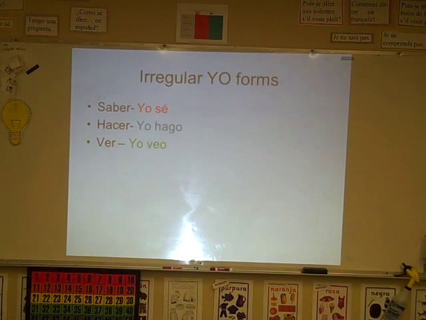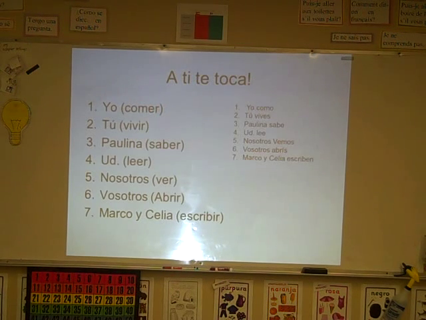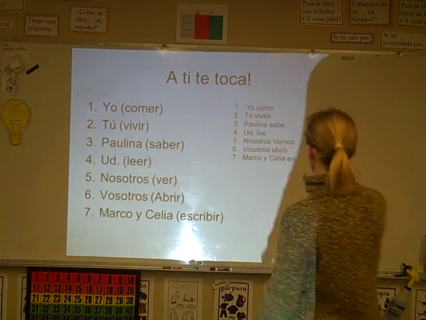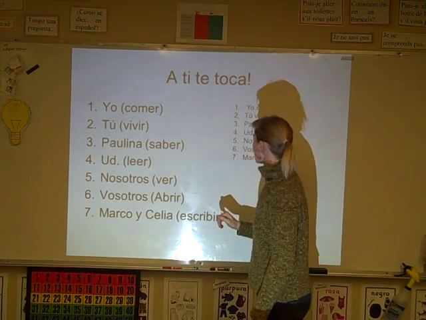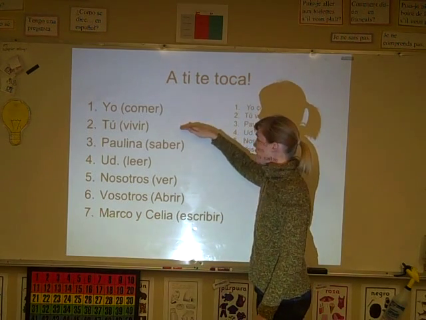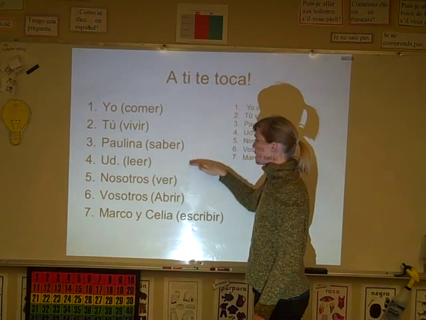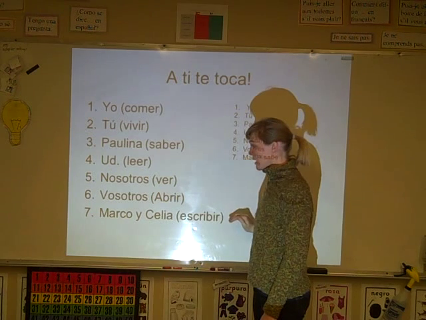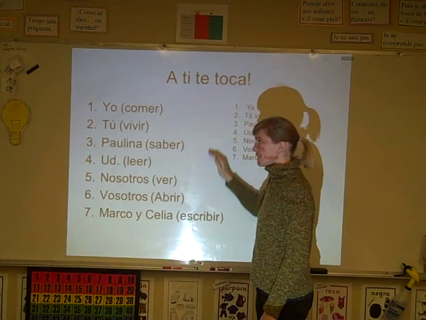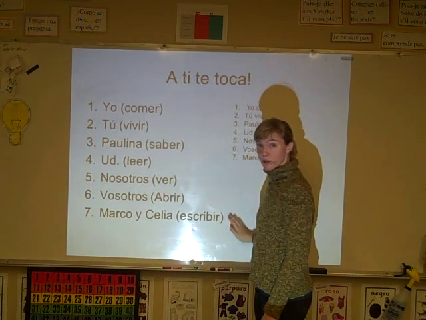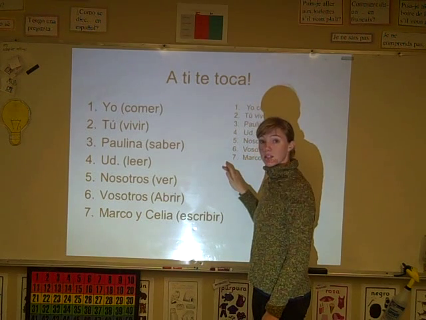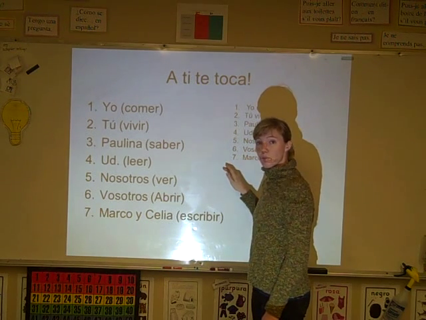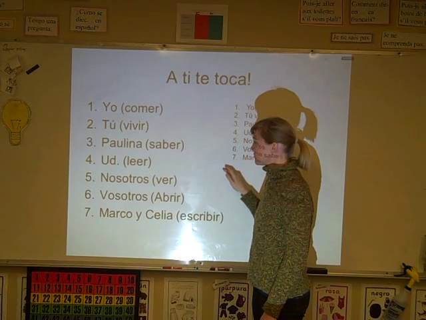Okay, we're going to look at the next slide, but part of it has the answers on it, so I'm going to quickly go cover them up. We're going to do yo comer, tú vivir, Paulina saber, usted leer, nosotros ver, vosotros abrir, and Marco y Celia escribir. You need to conjugate these verbs with the form that's suggested. You can pause the video now and do that.